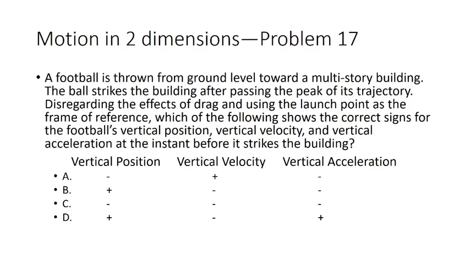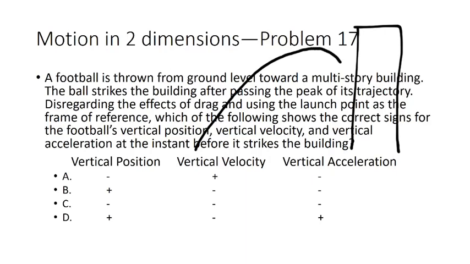All right, so back to another football question here. We have a building, and someone has kicked a ball, and the ball has gone up. It's past its peak, and then it ends up hitting the building. If we're calling the ground at the launch point the frame of reference, we want to know about the vertical position, the vertical velocity, and the vertical acceleration. We want to know which one of these choices gives us the correct signs for each of those.